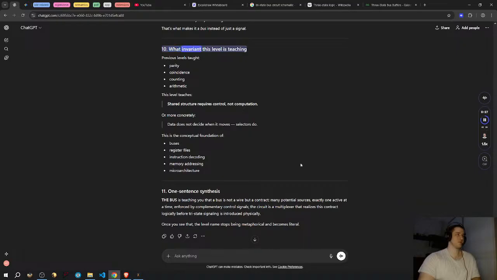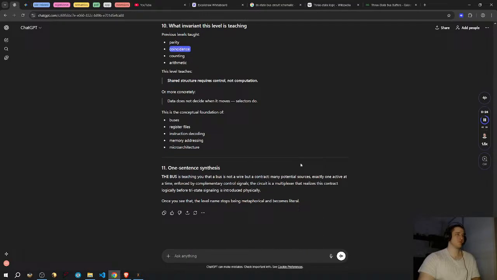10. What invariant this level is teaching. Previous levels taught parity, coincidence, counting, arithmetic. This level teaches that shared structure requires control, not computation. Or more concretely, data does not decide when it moves, selectors do. This is the conceptual foundation of buses, register files, instruction decoding, memory addressing, microarchitecture.